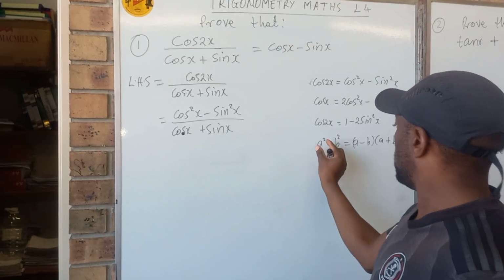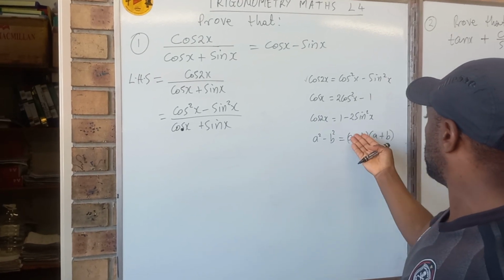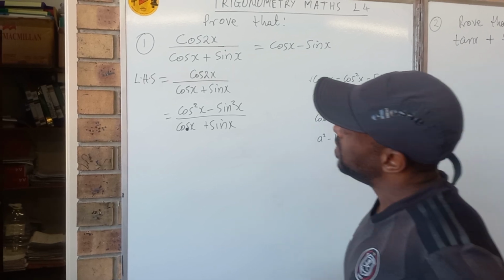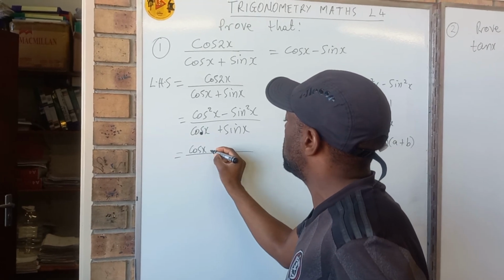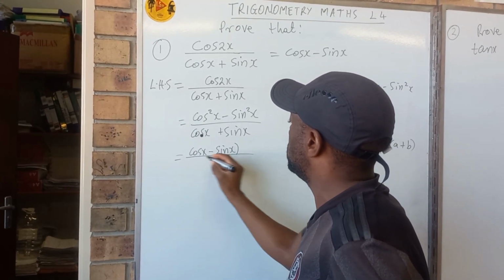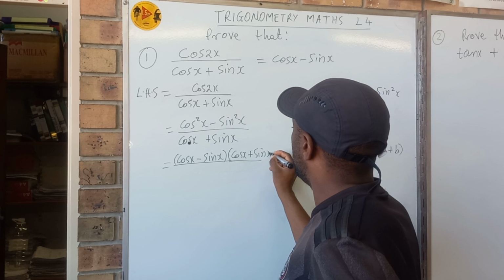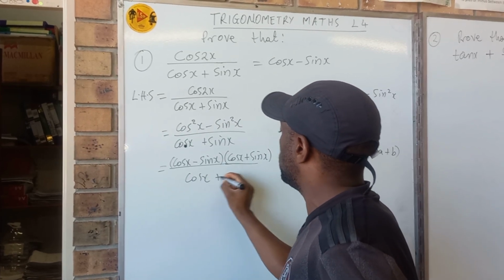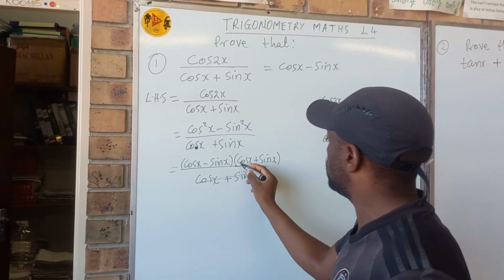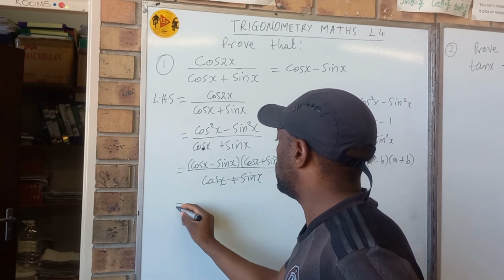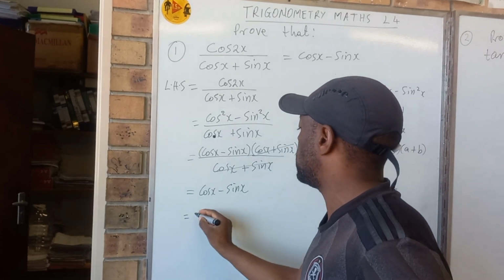With that knowledge, if cos is in the position of a and sine is in the position of b, then I will just have cos x minus sin x into cos x plus sin x. So the numerator will simplify to become cos x minus sin x multiplying cos x plus sin x, then I divide that by cos x plus sin x. Then you will see that this cos x plus sin x will take care of this one, and we will be having cos x minus sin x, which is obviously our right hand side.